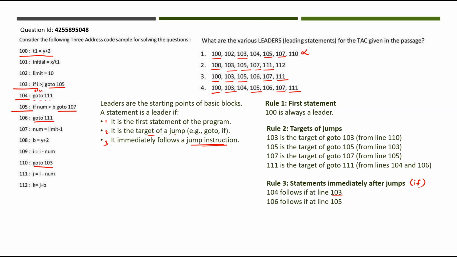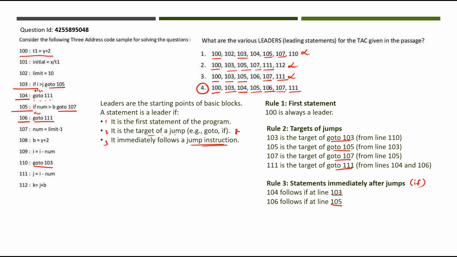Then check the other if condition which is at 105. Here we have an if condition and this is like the else part. So we are including 106 also. They have not included 104, 106 here, so we can rule out 2. 104 is missing here, so we will rule out. What about the fourth option? 104 is there. 106 is there. 100, 103, 104, 105, 106, 107 and 111. These are the leaders for the given TAC sample. So we will go with option number 4 as the right answer.